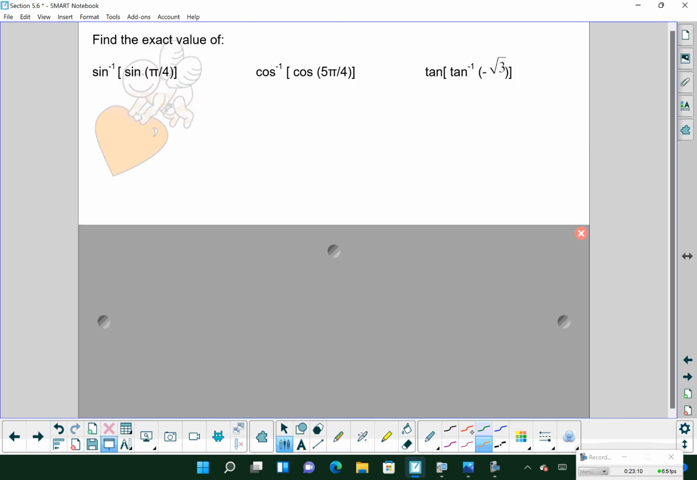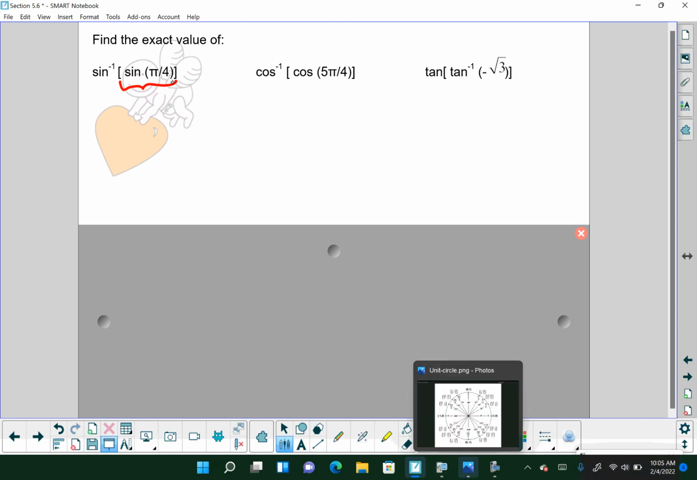Okay, the next few problems talk about composing inverse functions, and we did composing back in chapter 2 last semester. We work from the inside out. So inverse sine of pi over 4 is where I'm going to start this first problem. Sine of pi over 4, that's not an inverse function. This is a basic unit circle question.